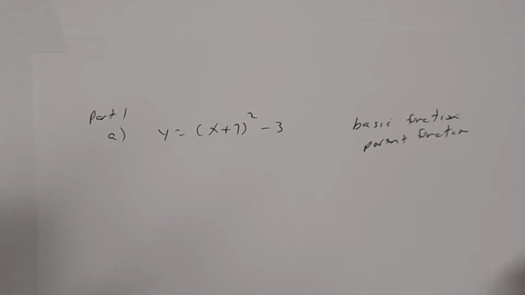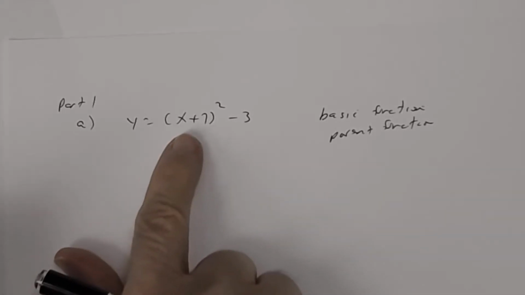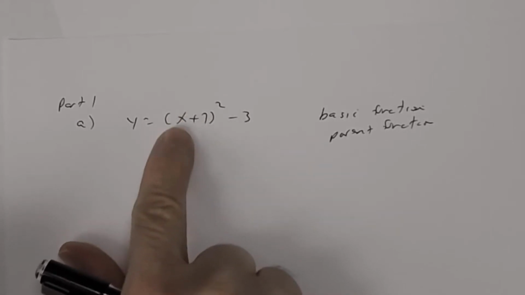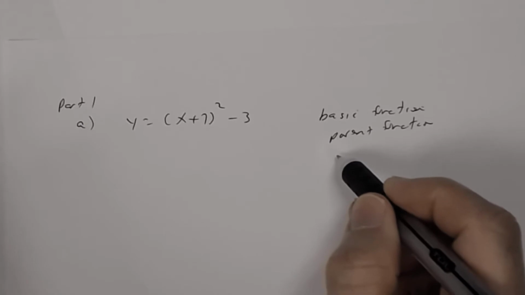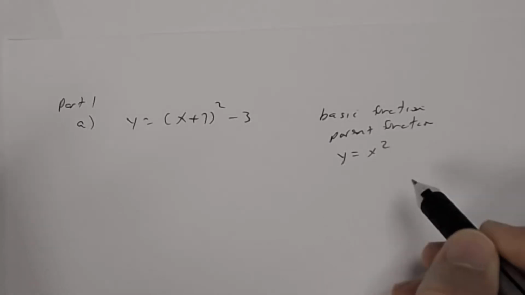So in previous lessons we talked about that. So your parent function, what's your parent function here? It's x squared. So it's your squaring function, right? X squared. So my parent function will be y equal x squared. All right, so we're going to graph that first.